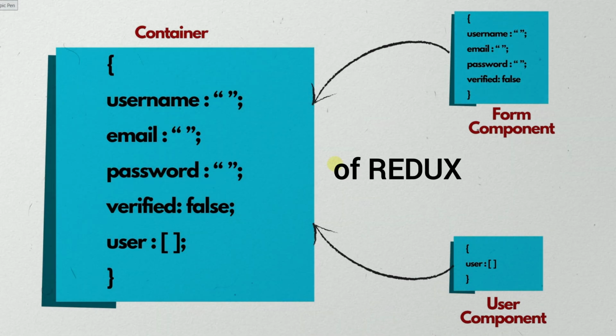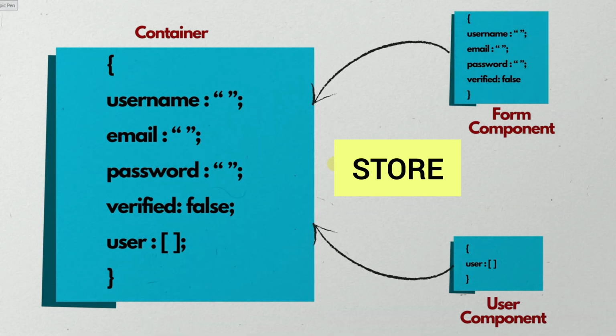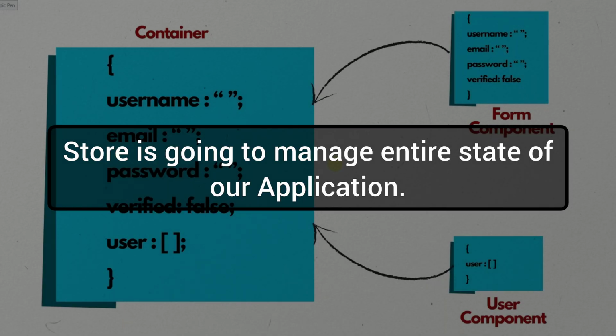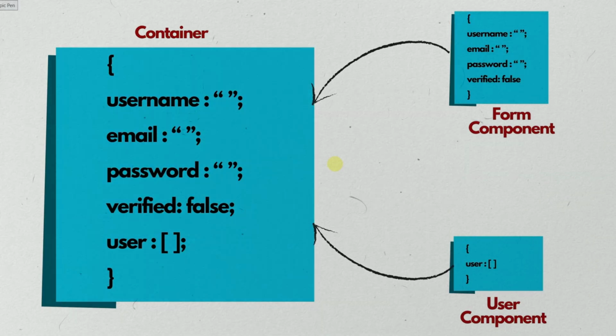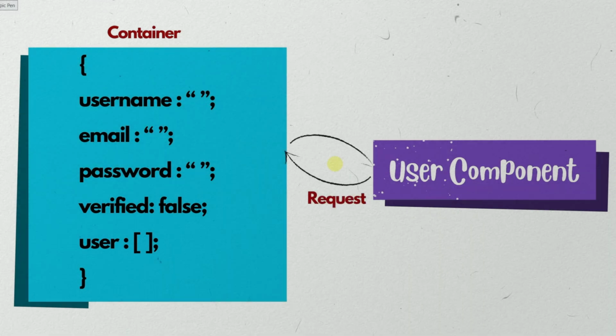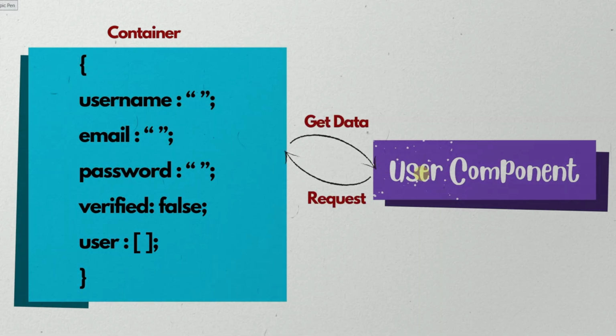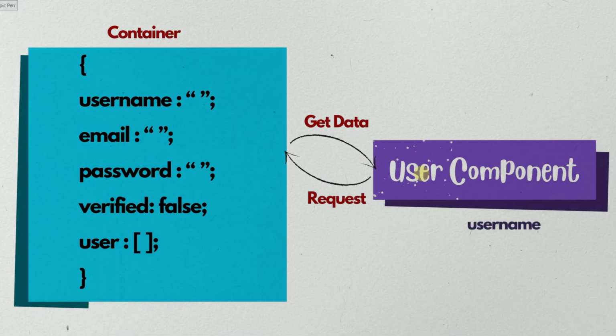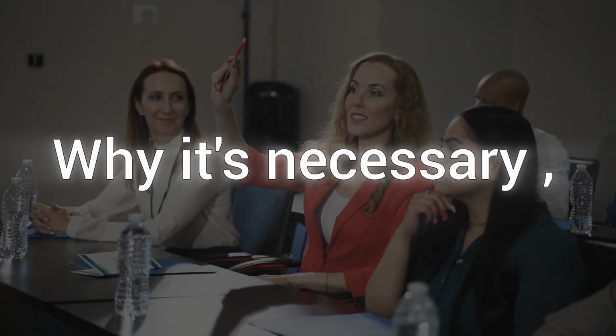And in the context of Redux, this is called the store. So our store is going to manage the entire state of our application. Now easily, if my user component needs the data, it can request the store and in return it will get the data. Once it has the data, it can easily display the username. So in this case, we don't have to lift the state up because our entire state is managed in one central place.